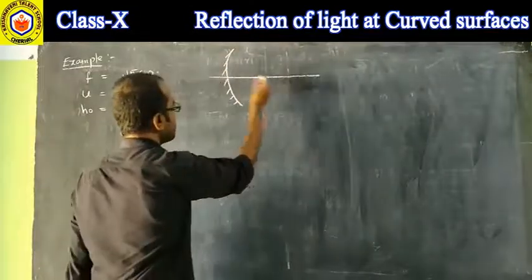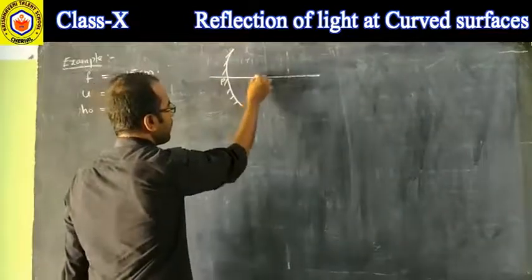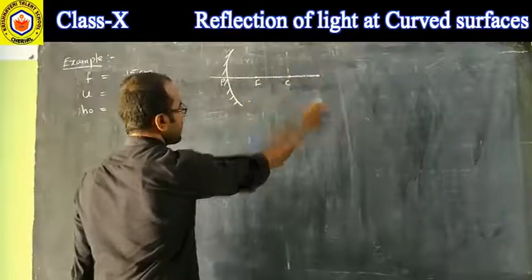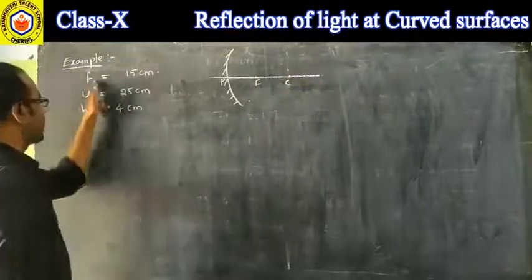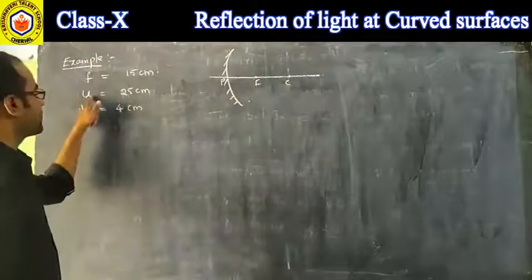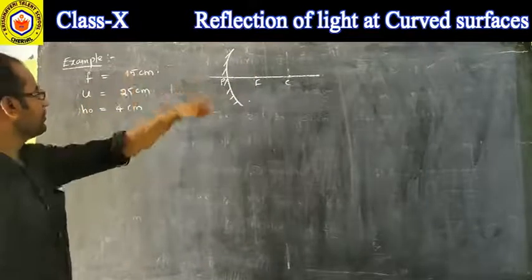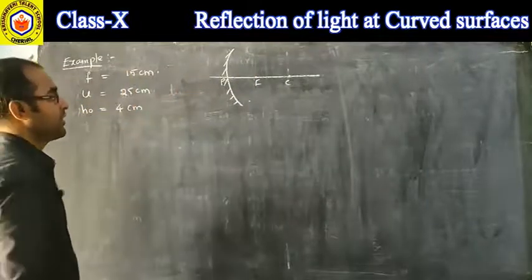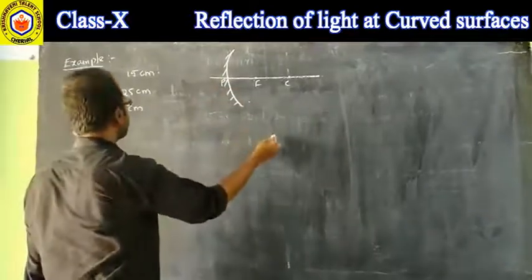Concave mirror: pole, focus, center of curvature. Yes, focal length is 15 centimeters, and its radius of curvature will be 30 centimeters.